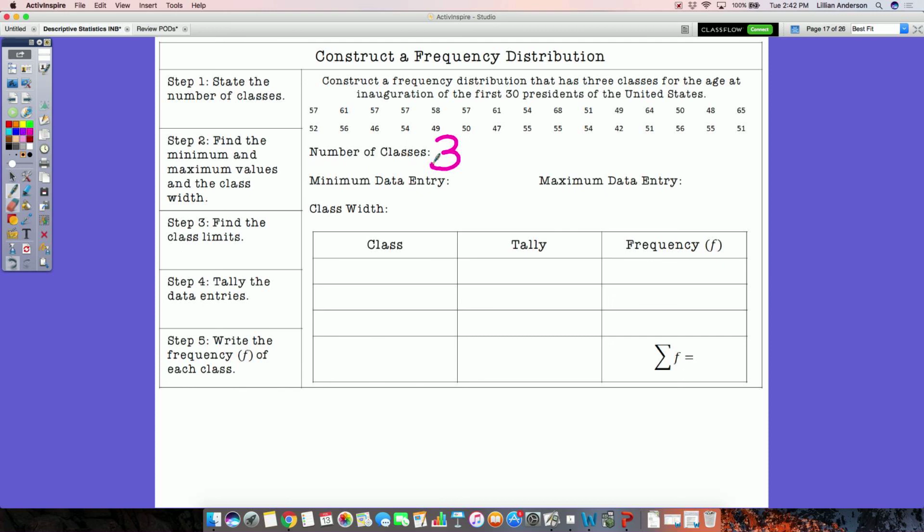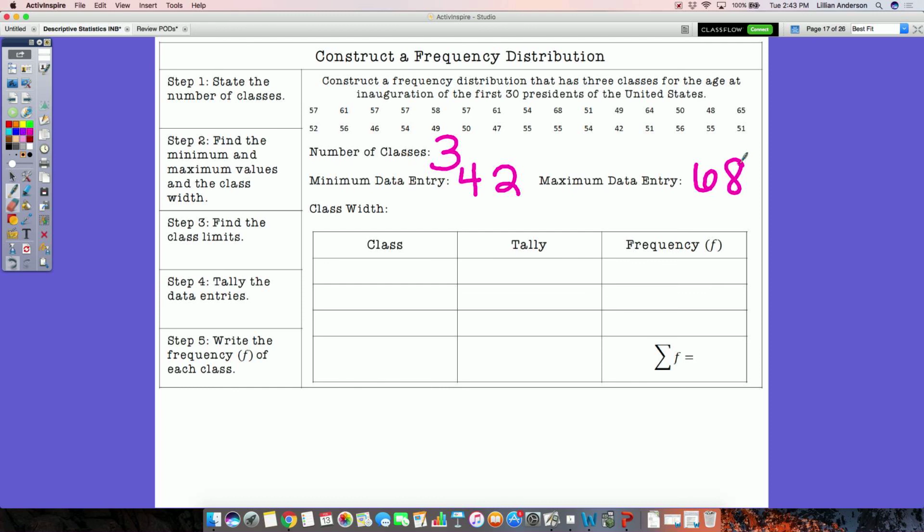What is the minimum data entry for our data? What's the smallest age that somebody got inaugurated at? Look through your whole data. It is 42, second row towards the end. What's your maximum data entry? Who was the oldest to get inaugurated? 68. Good stuff.